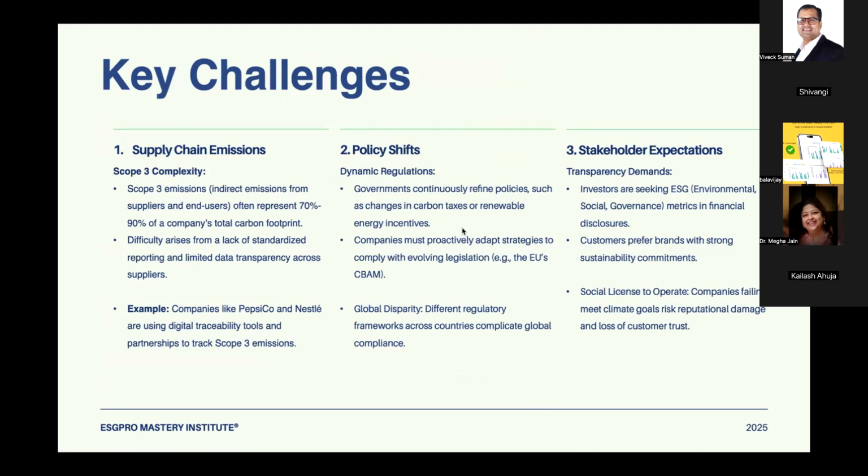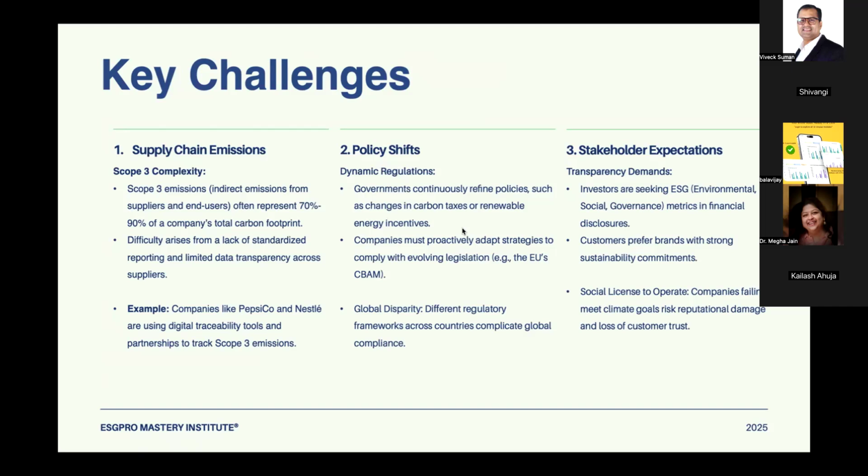They are not recording it properly. And often they are representing 70 to 90% of the company emission, which comes from this area. Difficulty arises from the lack of a standardized reporting structure itself. Okay, so we saw there are 30 methods and everybody has the tier 1, tier 2, tier 3 choices.